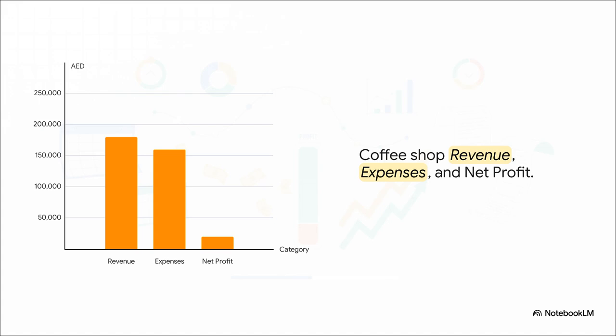Our coffee shop earns a wonderful 180,000 dirhams in revenue. Awesome, but we've got to subtract their expenses. Let's say rent is 30,000, salaries are 60,000, coffee beans are 25,000, plus your utilities, marketing, and all those other costs. Their total expenses equal 160,000. So we take that 180,000, subtract the 160,000, and boom, we are left with a really healthy net profit of 20,000 dirhams. Congratulations, the business successfully made money.